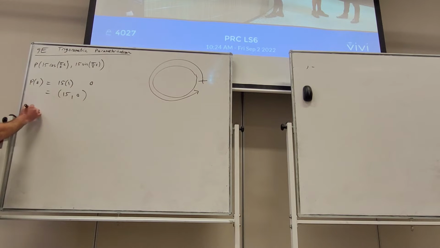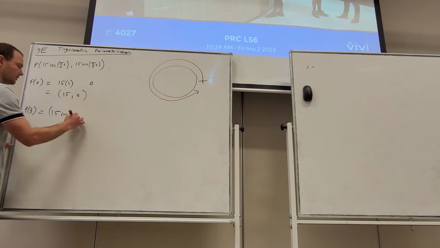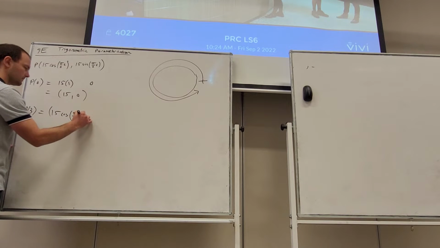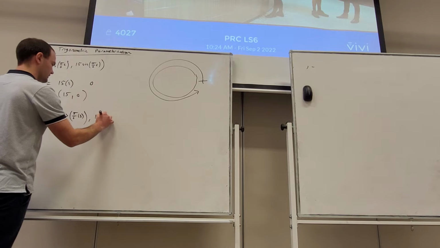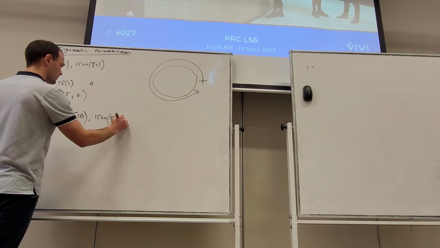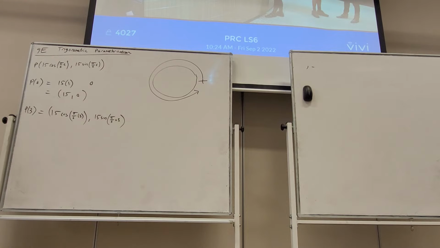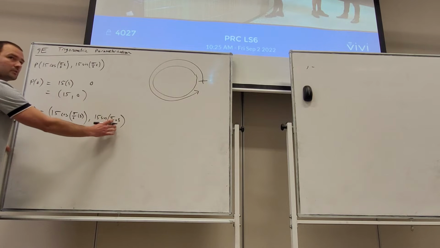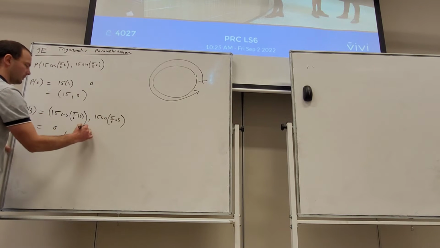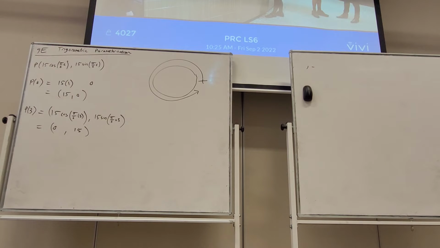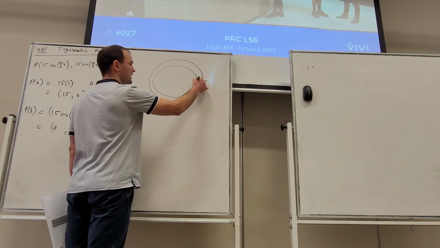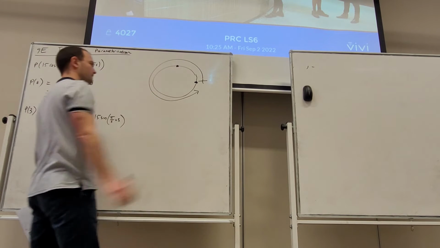Then P of 3 is going to be a little bit different. We're going to have 15 cos, I'll write the whole thing out this time, 15 cos of pi on 6 times 3, and 15 sine of pi on 6 times 3. Now, pi on 6 times 3 is pi on 2, and cos of pi on 2 is 0, and sine of pi on 2 is 1. So we've got 15 times 1. After 3 seconds, its position is 0, 15. You can think it starts here, and after 3 seconds, it ends up here.